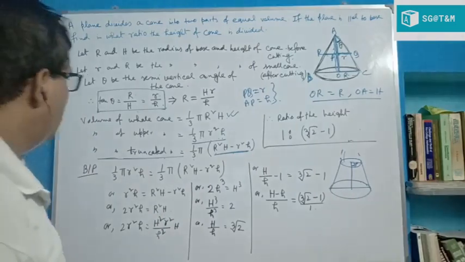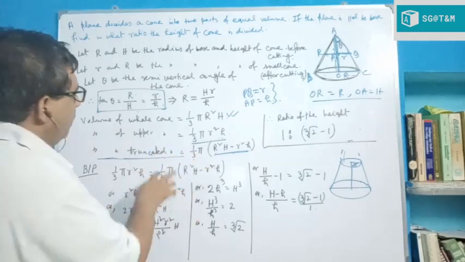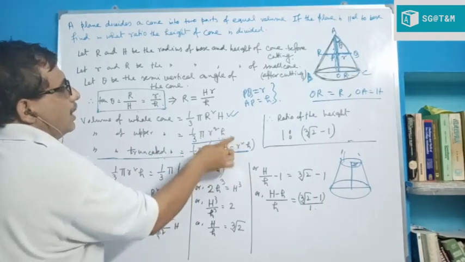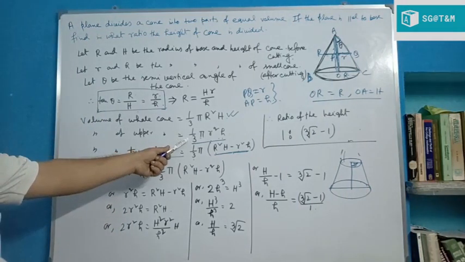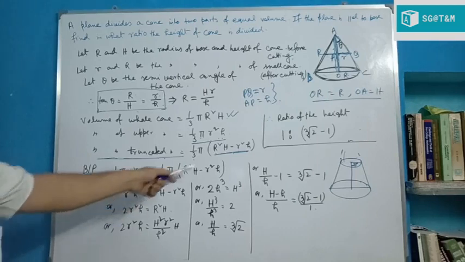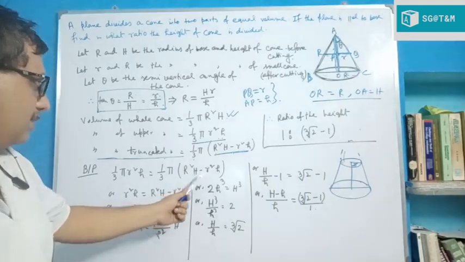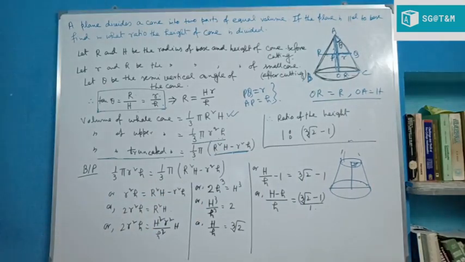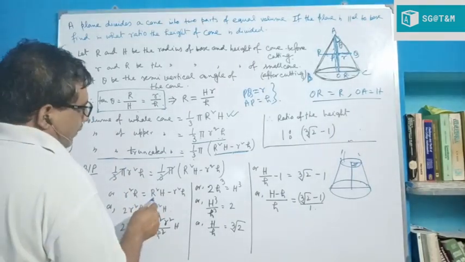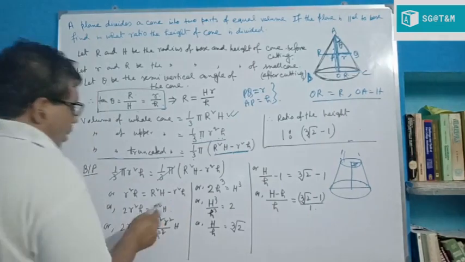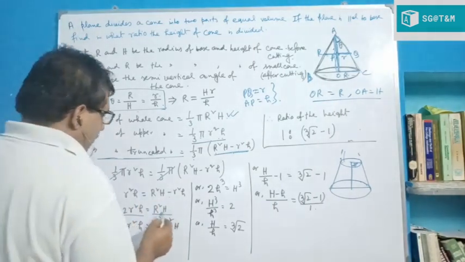By the problem, the volume of the truncated cone and the volume of the upper cone are equal. So the volume of the upper cone is 1/3 pi r square h, and the volume of the truncated portion is 1/3 pi times capital R square H minus small r square h. So 1/3 pi cancels out from both sides. r square h is equal to capital R square H minus small r square h. Taking it to the left hand side, the minus becomes plus, so 2 r square h is equal to capital R square H.